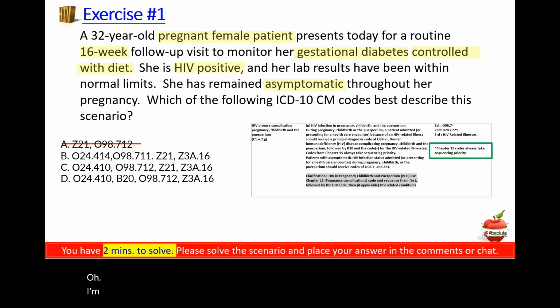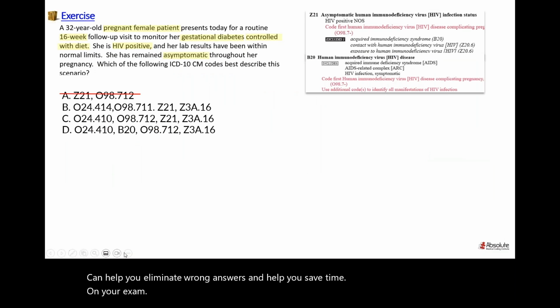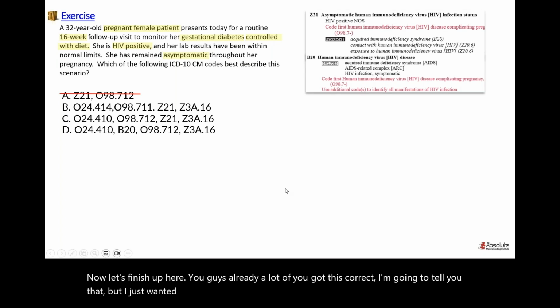I'm going to let that marinate. And that is why knowing the categories on sight can help you eliminate wrong answers and help you save time on your exam. Now let's finish up here. A lot of you got this correct, I'm going to tell you that. But I just want to have a little conversation with you, and I hope you don't mind.